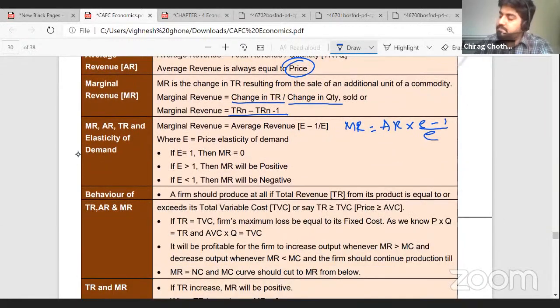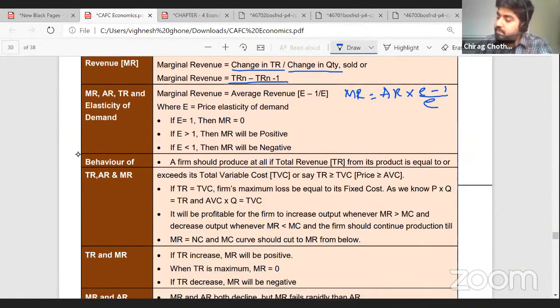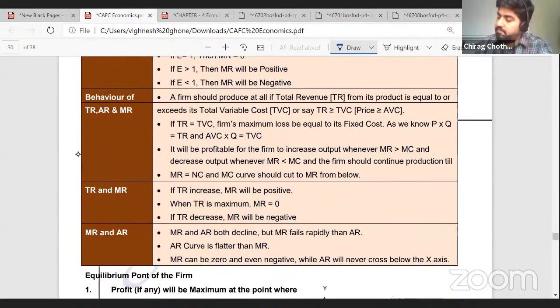Next one, behavior we have understood. Then we have understood TR, AR and MR as well. If TR increases, MR will be positive. When TR is highest, what happens? MR will be 0. So TR keeps on increasing as long as MR is positive. As soon as the MR becomes 0, TR will be maximum. If TR decreases, MR will be certainly negative.